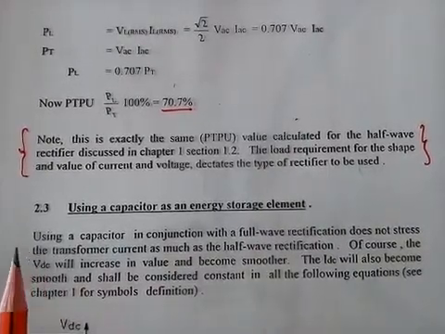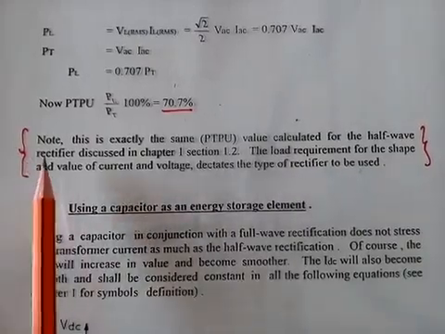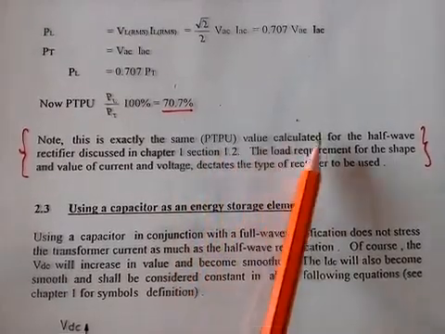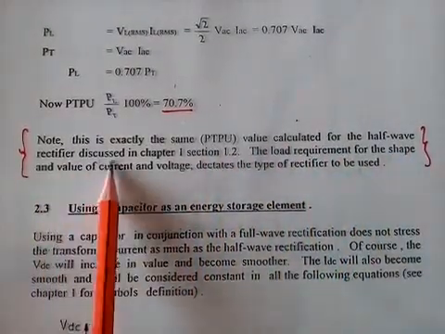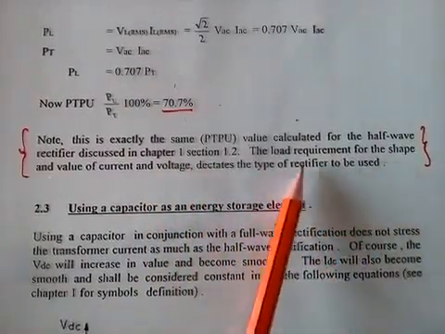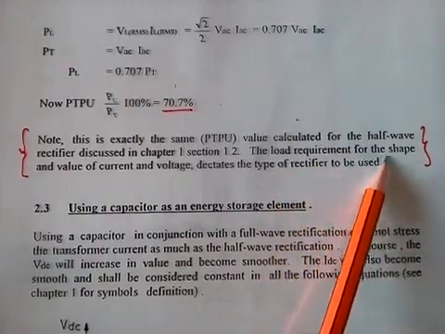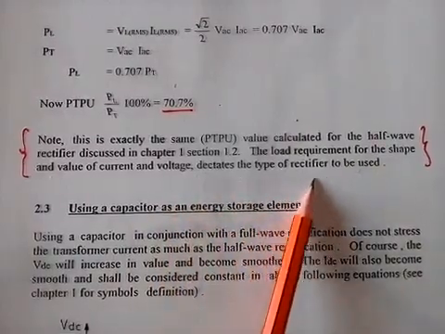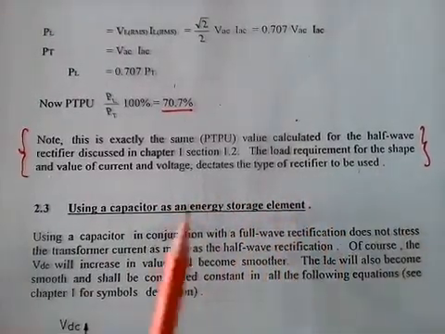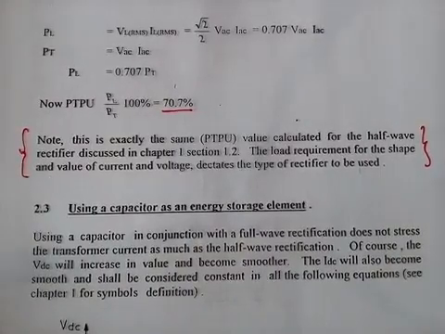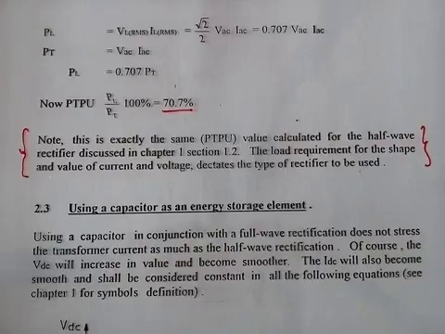Something worth mentioning here: this is exactly the same PTPU value calculated for the half-wave rectifier discussed in Chapter 1. The load requirement for the shape and value of current and voltages dictates the type of rectifier to be used. So that depends on whether you want higher or lower voltage, or higher or lower current. That dictates what you should use.